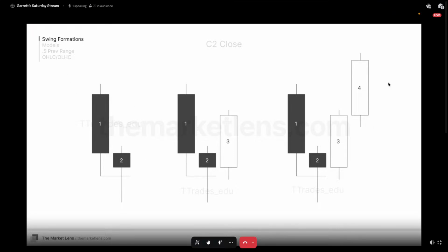This is a candle 2 swing formation where candle 2 is just the candle that fails to displace within candle 1's range.